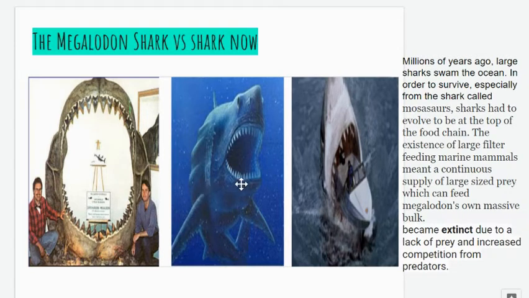So you can see that they have changed over time to be the shark that we know today, which means smaller, not these crazy things on the side, normal sharks today. Those are the adaptations from megalodon to shark now.